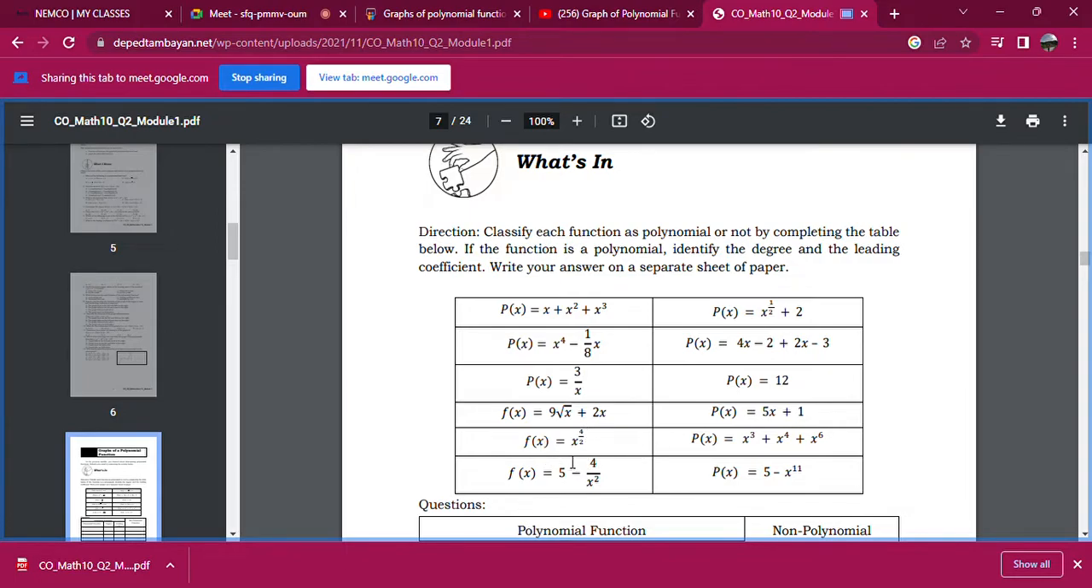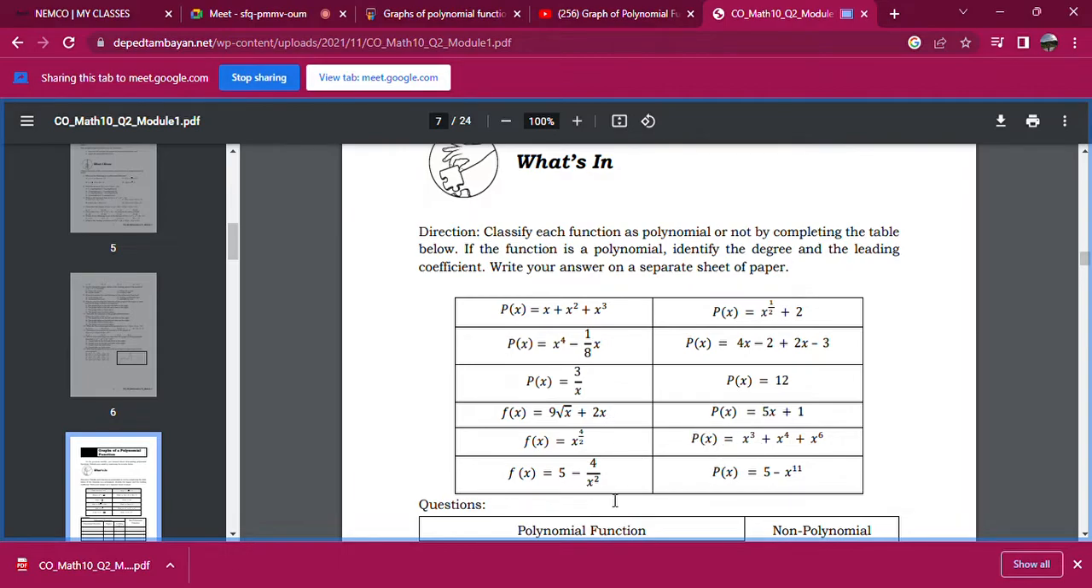Number 5, f of x is equal to x to the power of 4 over 2 is not a polynomial function because our exponent is, oh no, this is a polynomial function. So again, this is a polynomial function because even though it is in fraction form, 4 divided by 2 is 2. So that is why we can have x to the power of 2.